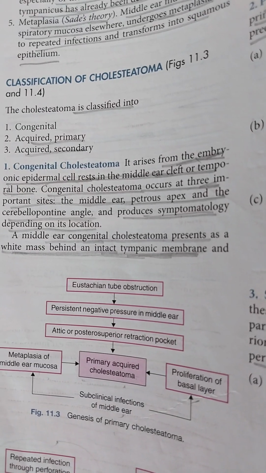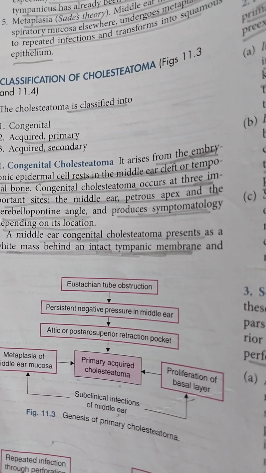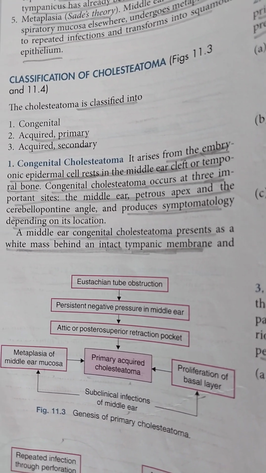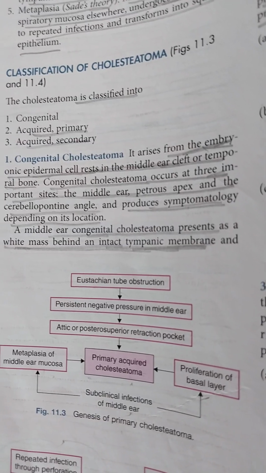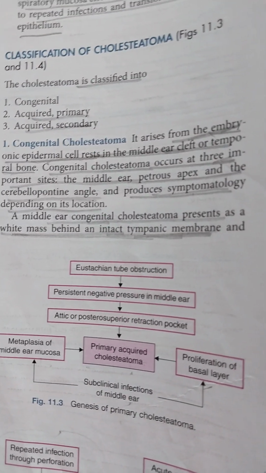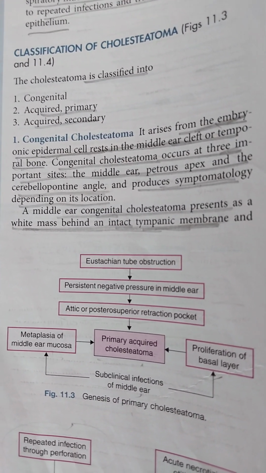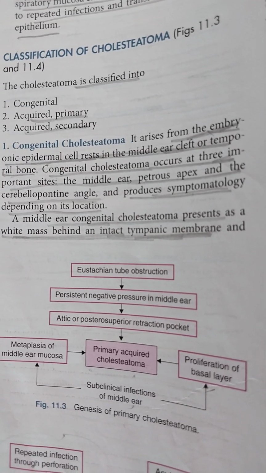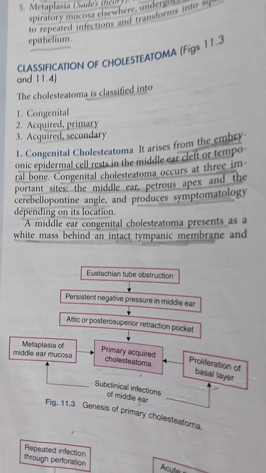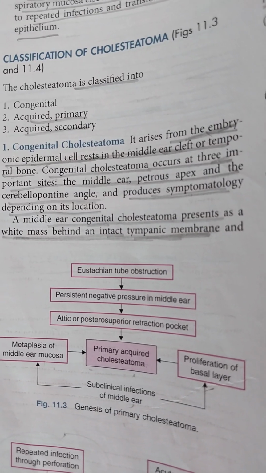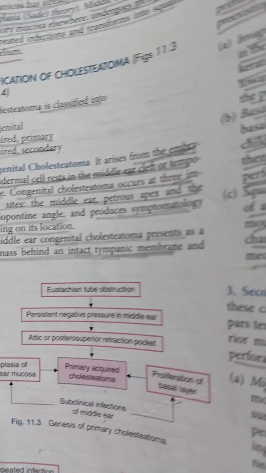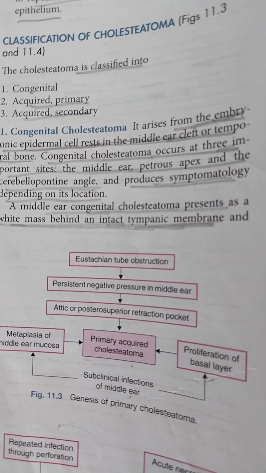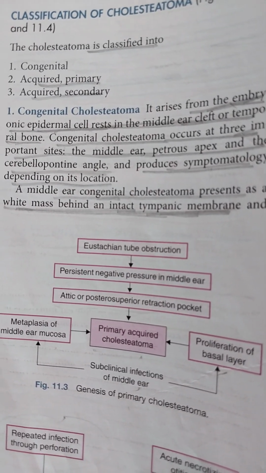They have three important sites. One is the middle ear, and another one is the petrous bone, the petrous apex of the temporal bone, and the CPA, which is the cerebellopontine angle. So depending upon the location we will have the symptoms. Middle ear congenital cholesteatoma, it is congenital, right? The tympanic membrane is intact, but there is some mass behind the intact tympanic membrane, which is actually the cholesteatoma.